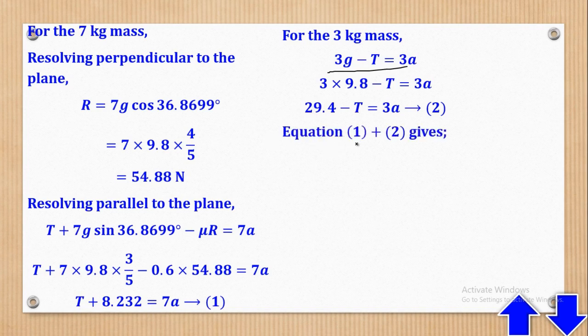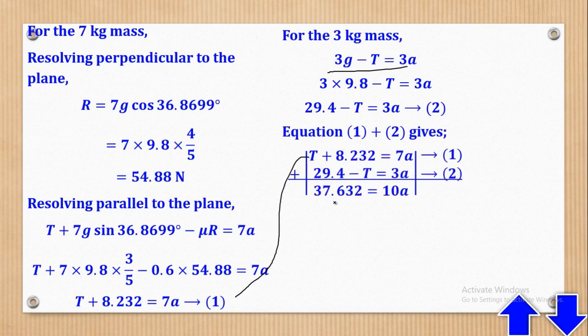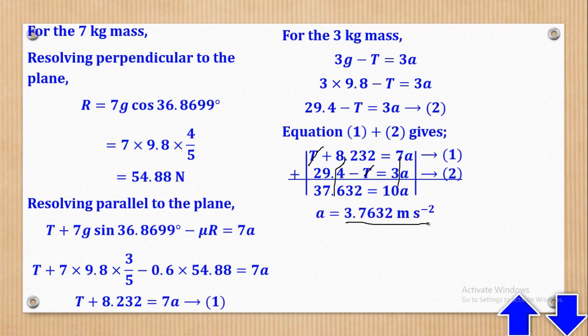When I add equation 1 plus equation 2, this is what I'm going to get. This was equation 1 and this is equation 2. When I add the two, you realize that this T and this T cancel. Then this plus this gives me that. In this case, I have only one unknown, which is a. Next is to make a the subject. When I divide both sides by 10, I'll come up with a being equal to 3.7632 meters per second squared. So that was the acceleration.